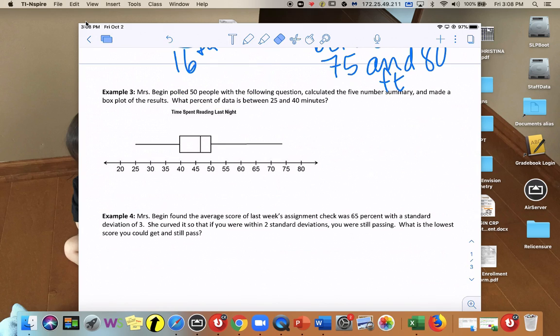All right, example 3. Ms. Bajan polled 50 people with the following question and calculated the 5-number summary and made a box plot of the results. What percent of data is between 25 and 40 minutes? So I asked, how much time did you spend reading last night? And between 25 and 40, that's the first quartile.